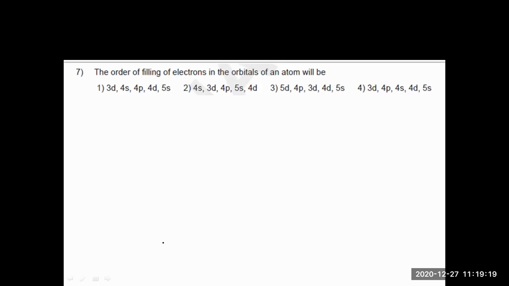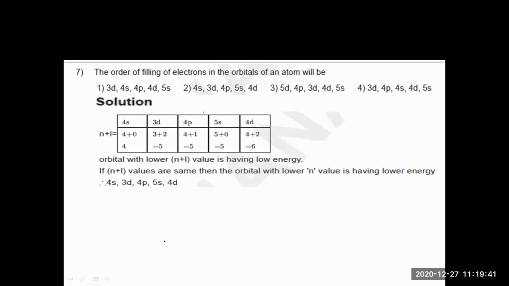7th, the order of filling of electrons in the orbitals of an atom will be. Option 2, sir. 4s, 3d, 4p, 5s. So again, you can go for Aufbau principle or n plus L rule. So that is the correct answer.